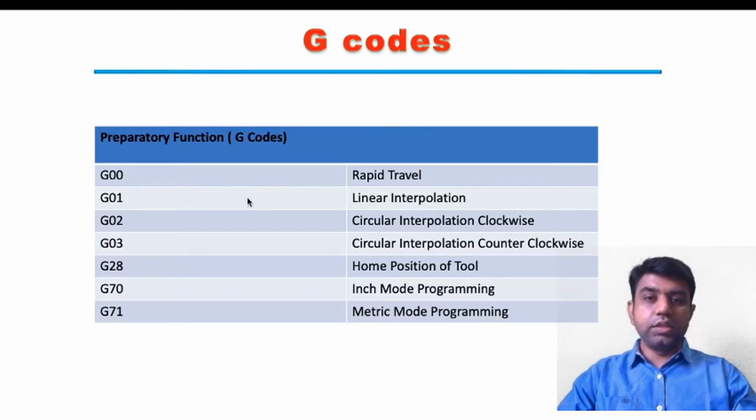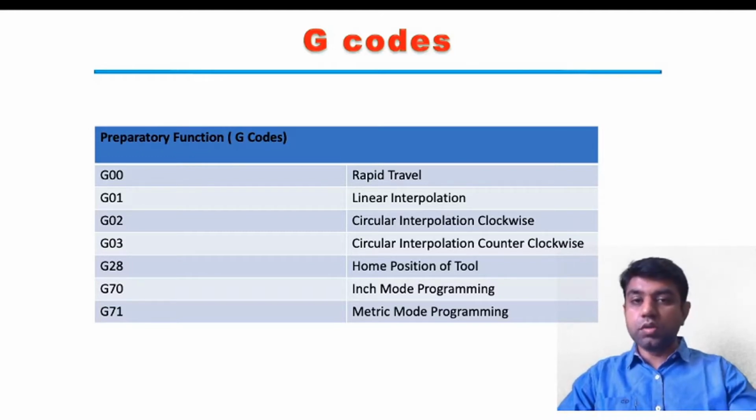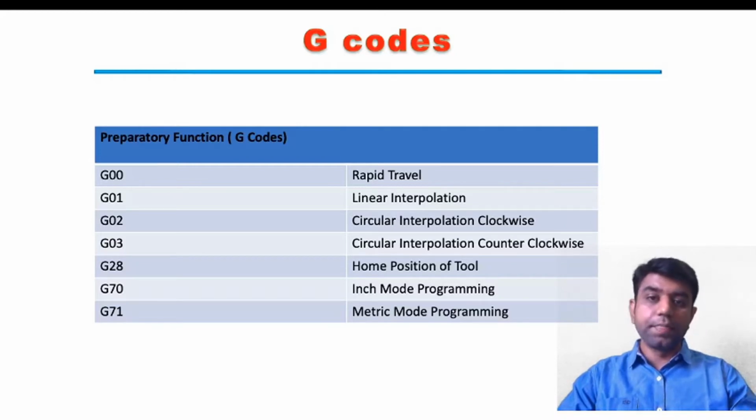Then second is G01. Whenever we want a linear cut, meaning the tool will be moving only in a single axis, at that time we use the G01 command. Whenever the tool is required to move in a circular way, we need G02 and G03 based on the direction of movement. For example, if the tool is moving in a circular clockwise direction, then we use the G02 command. And if it is moving in an anti-clockwise direction, then we use the G03 command.